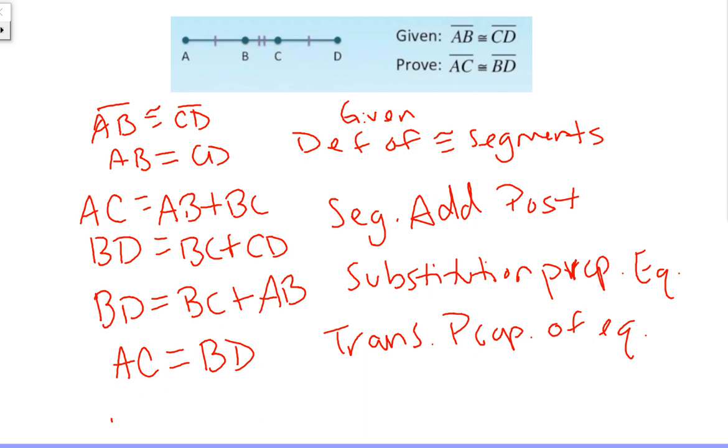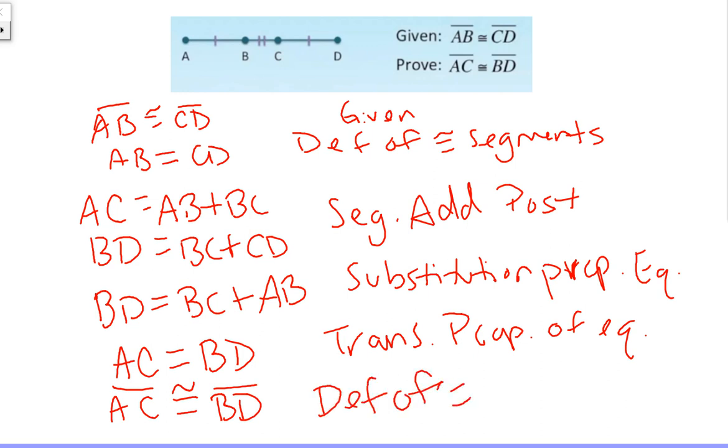And now we have that AC, the segment, is congruent to BD, the segment, by the definition of congruent segments. And that, ladies and gentlemen, is a proof in which we have incorporated and utilized the segment addition postulate.